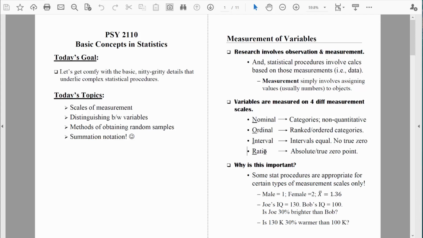Even a relatively simple analysis like we just talked about right there can only be done when we have a ratio level scale. So you can start to see why this discussion is important, and it's because some statistical procedures are appropriate for certain types of measurement scales only. Let me quiz you a little bit. You can play along in your mind. And I'm going to show you how I would reason through this.